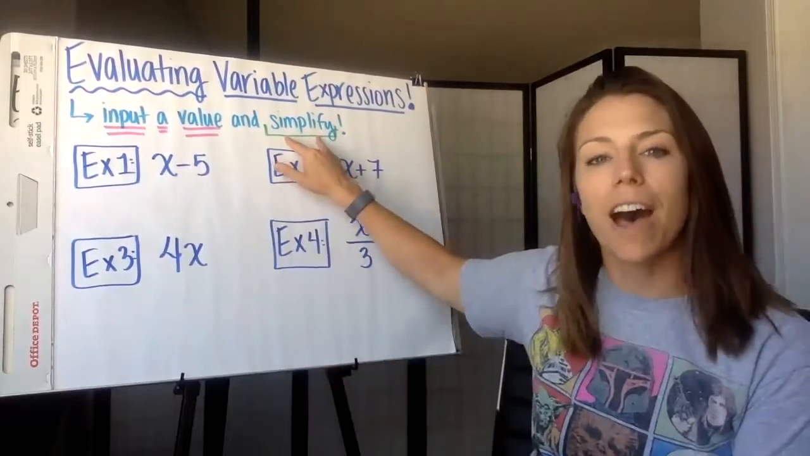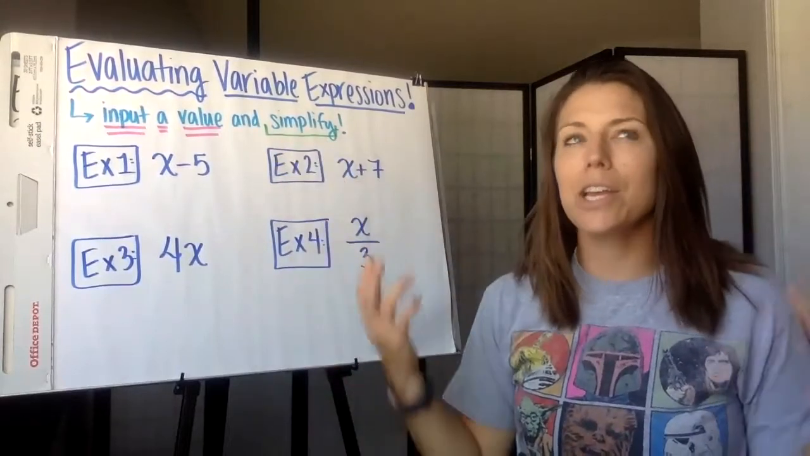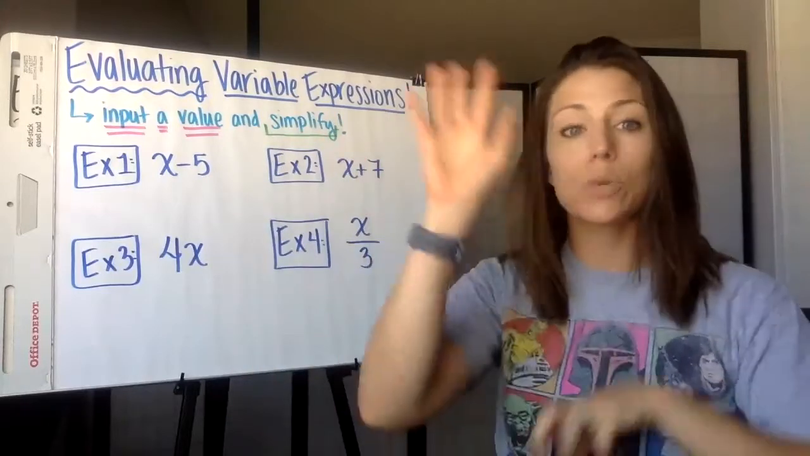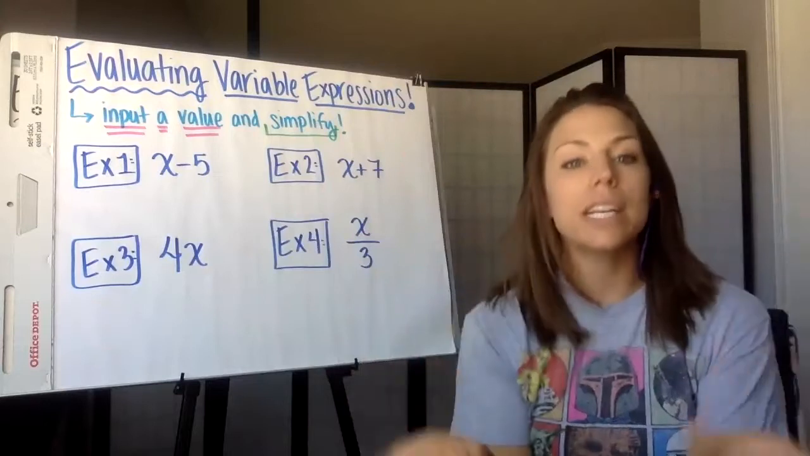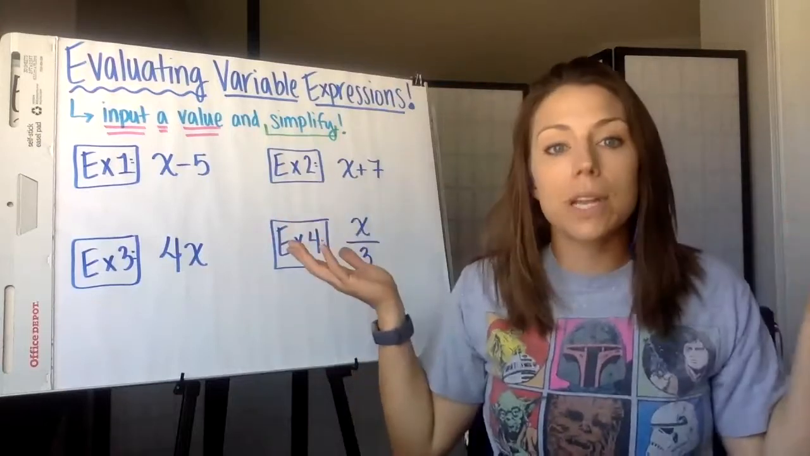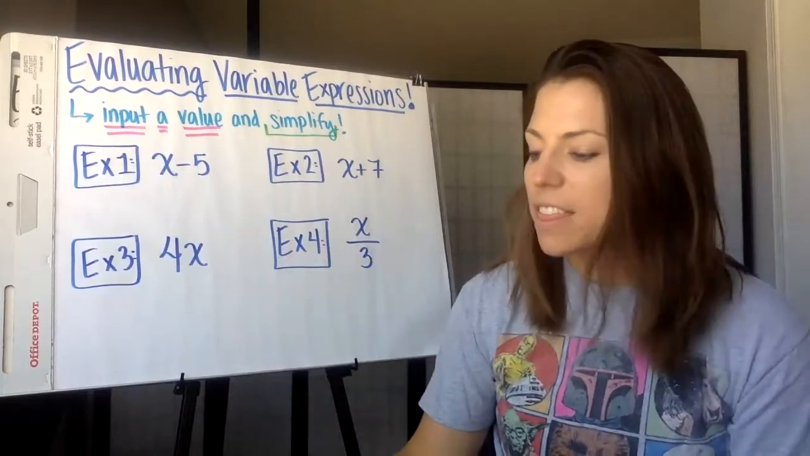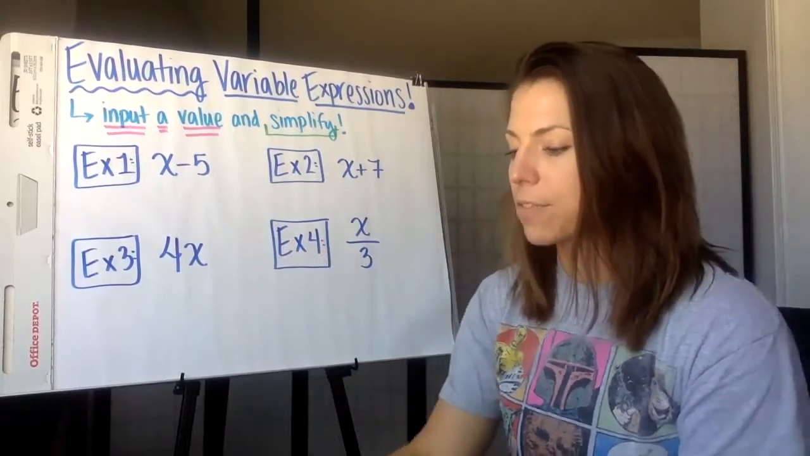And then simplify is just a fancy way of saying do the math. Do the adding, do the subtracting, the multiplying, dividing, do as much math as you can until you get down to the end and you're like, I can't do any more math, I must be done. And that's called your answer or the value of the expression. It sometimes has different names.